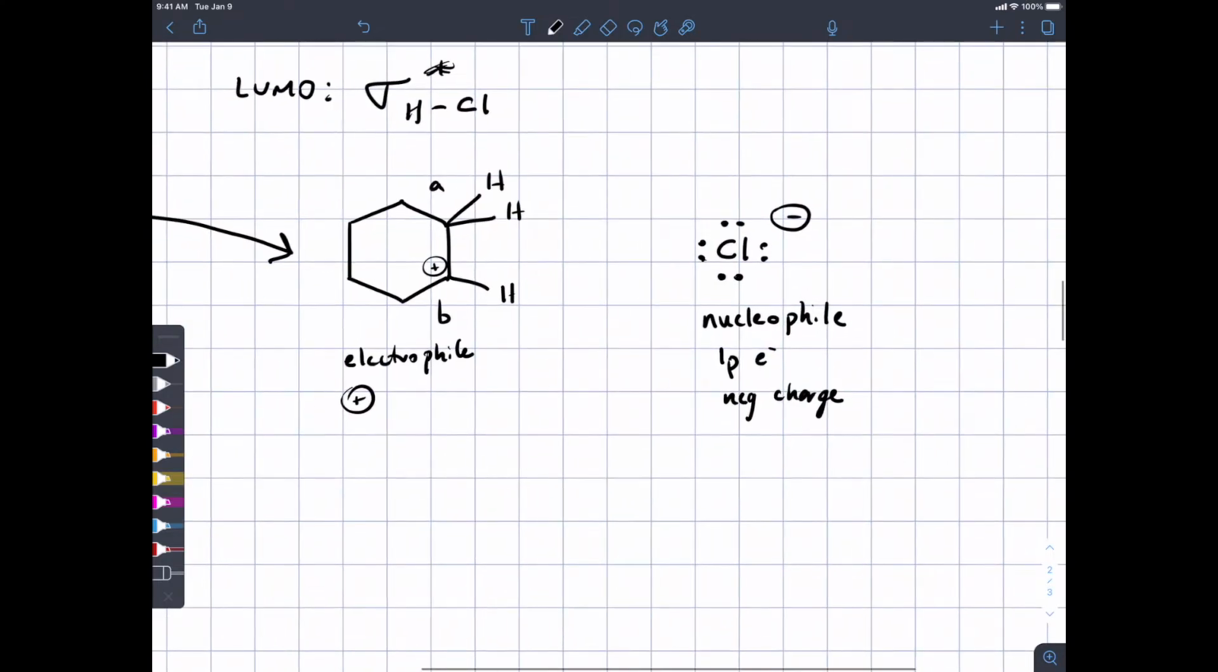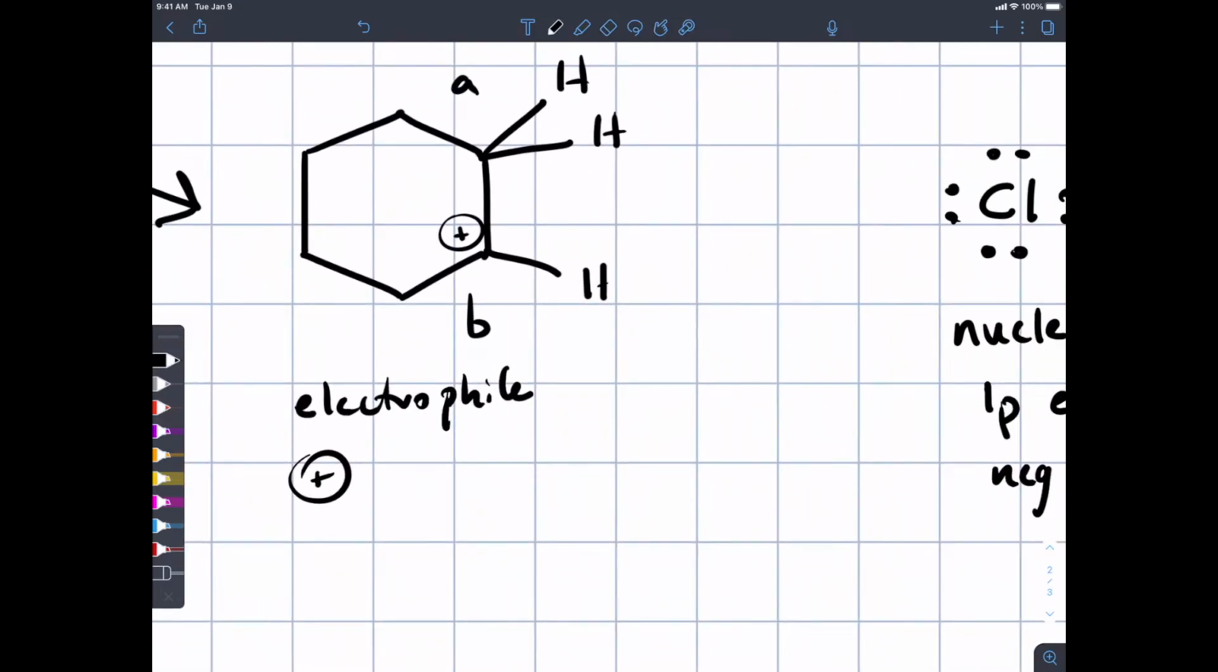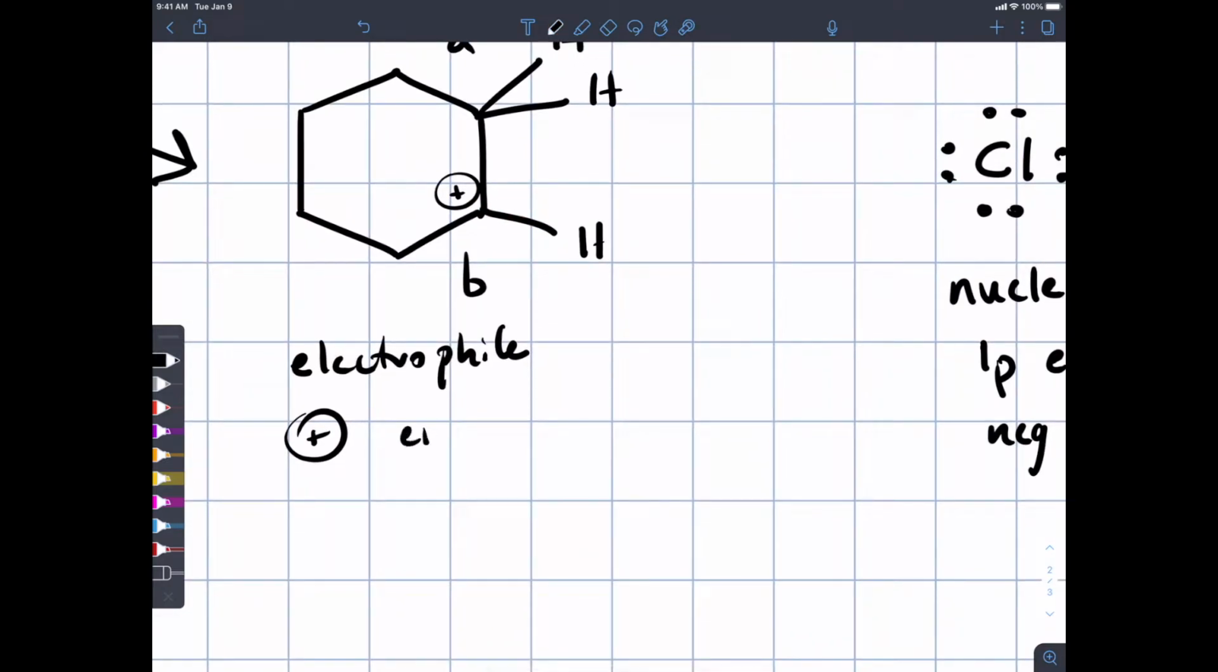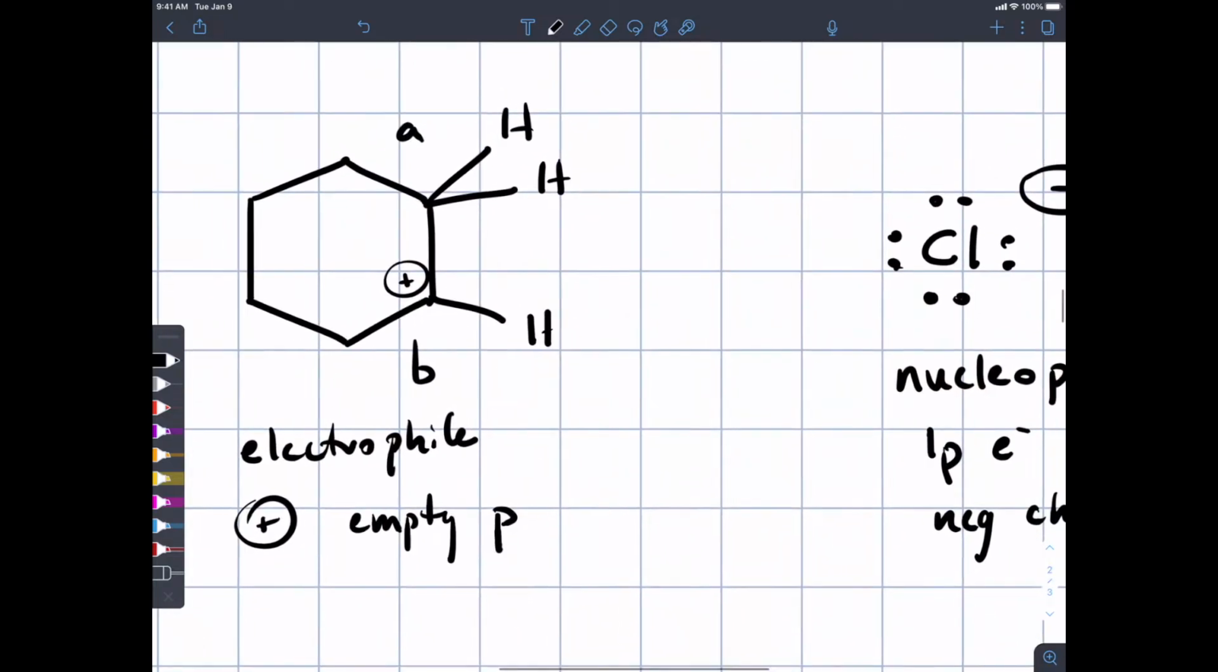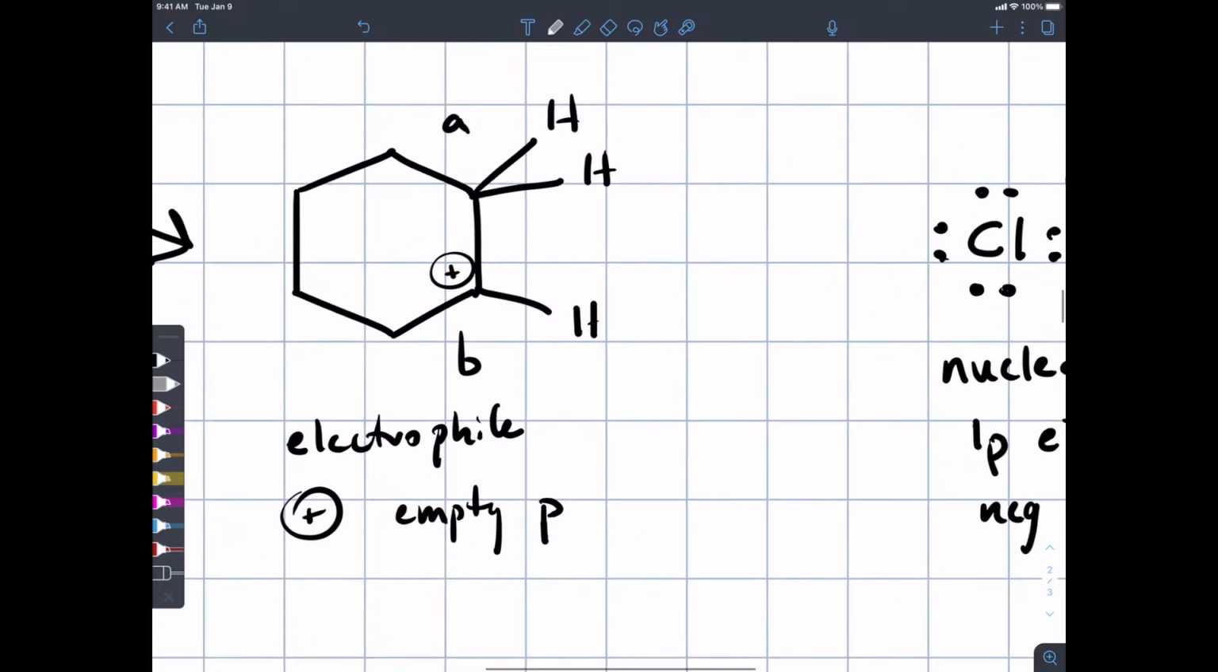The other reason you can tell is if you look at this carbon, the carbon is surrounded by three things. It's got a positive charge. It's trigonal planar. You're using each of the sp2 orbitals in the sigma bonds. So what you've got left on that carbon is an empty p orbital. And that p orbital would look like this.